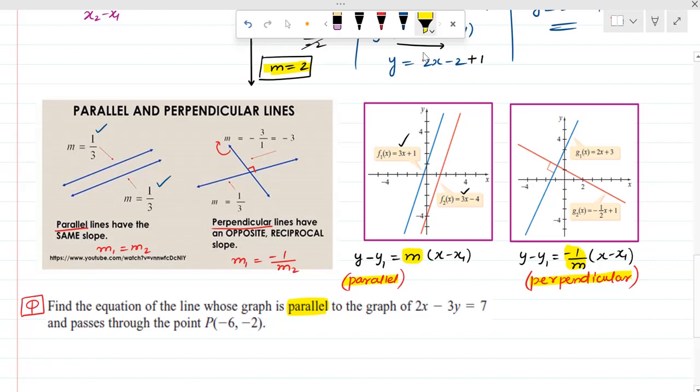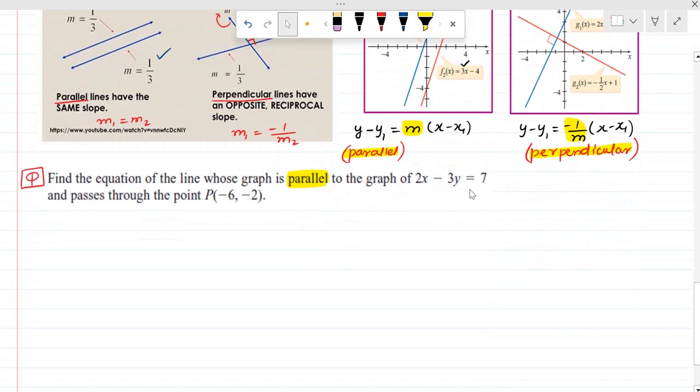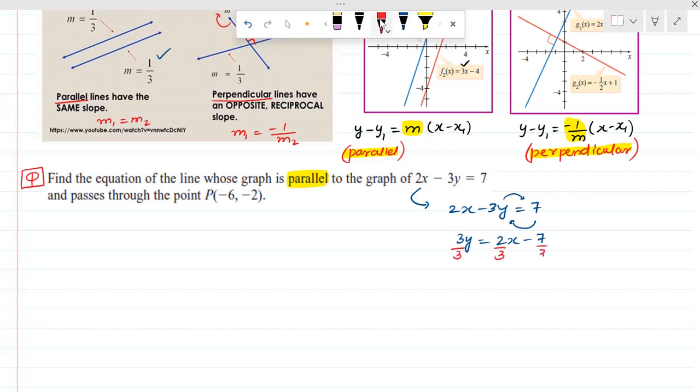And here the equation of a line is given, and the line is passing through the point. But I have to find the slope from this line. How will you find the slope? I just write x minus 3y equals 7. So I just swap this. What happened? 3y is equal to x minus 7. Now divide the entire equation by 3. You will have y equals 2 over 3 x minus 7 over 3.